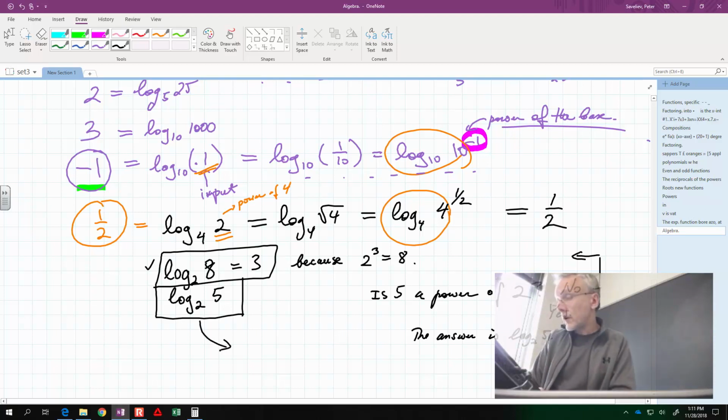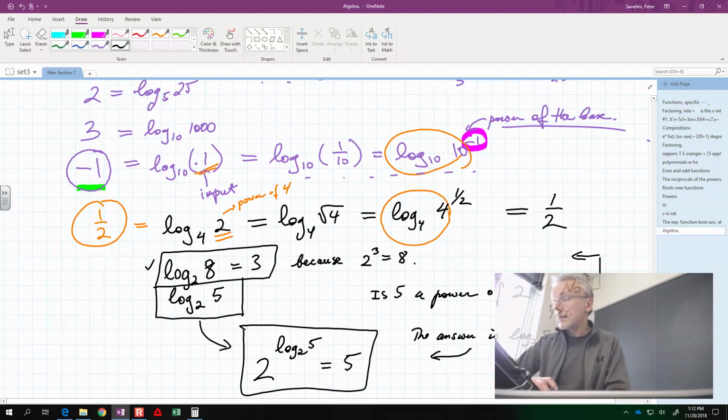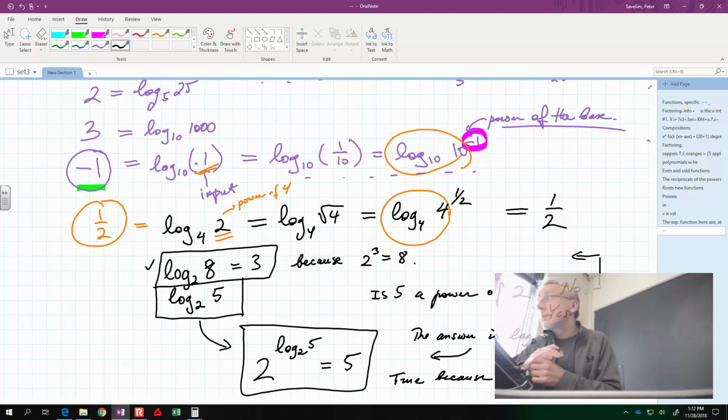So to confirm that this makes sense, I take 2 and raise it to the power of log base 2 of 5, and the answer is 5. Why is it true? 2 taken to the power of log base 2 of 5 is 5, because the exponent is log base 2 of 5 itself.